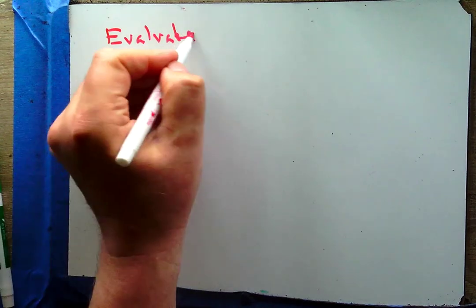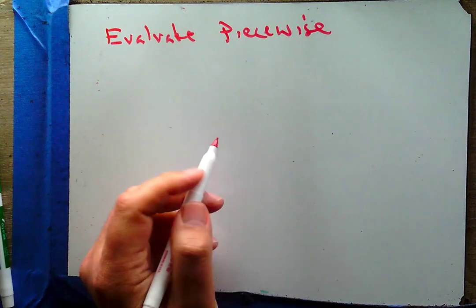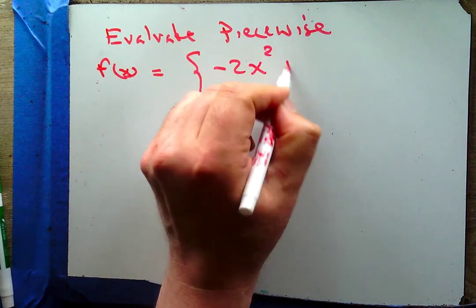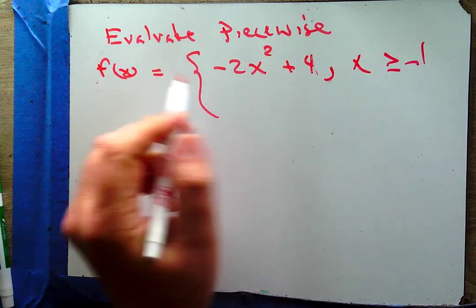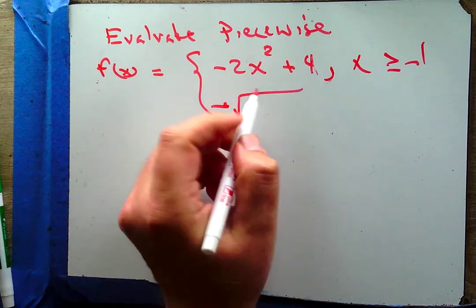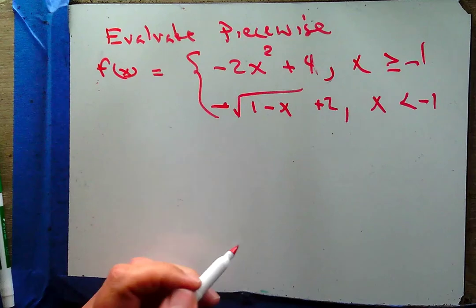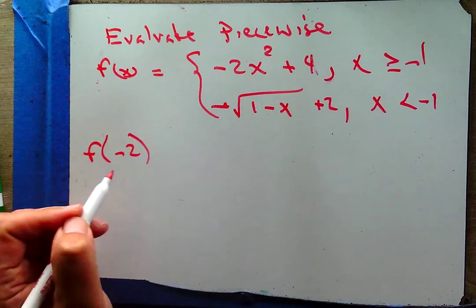All right, so we've evaluated functions. What about evaluating piecewise functions? We've graphed them, now I want to evaluate them. So let's say that f of x comes in 2 pieces: negative 2x squared plus 4, for x greater than or equal to negative 1, and negative square root of 1 minus x plus 2 for x values less than negative 1. All right, and what am I looking for? I'm looking for f of negative 2.